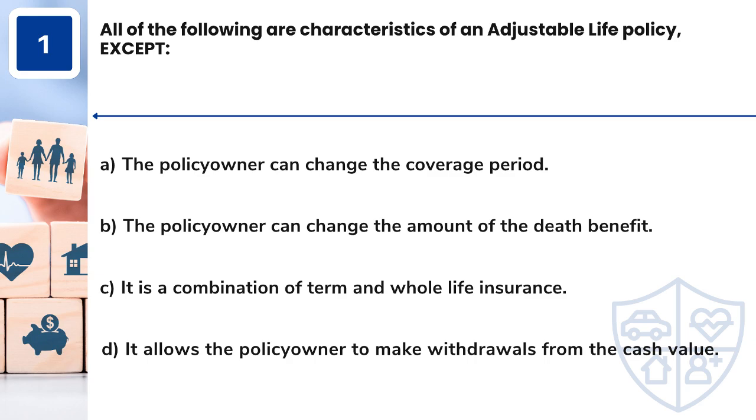Question 1. All of the following are characteristics of an adjustable life policy, except A. The policy owner can change the coverage period. B. The policy owner can change the amount of the death benefit. C. It is a combination of term and whole life insurance. D. It allows the policy owner to make withdrawals from the cash value.